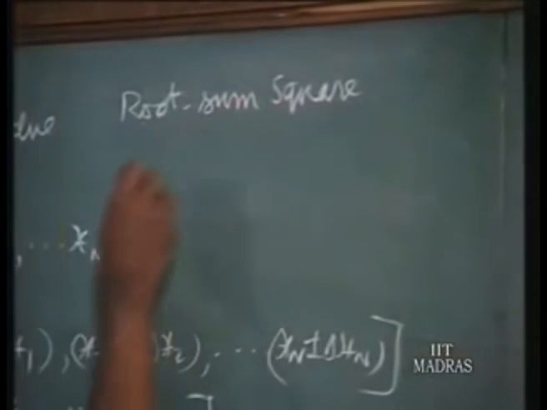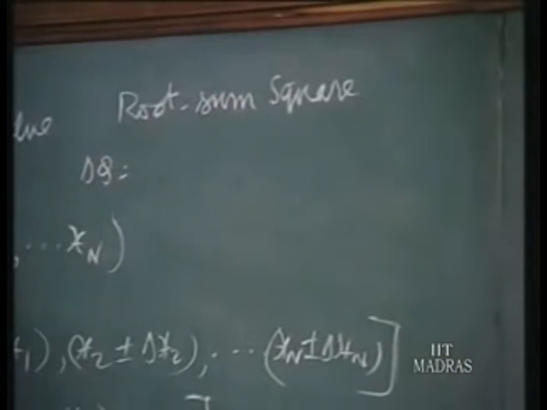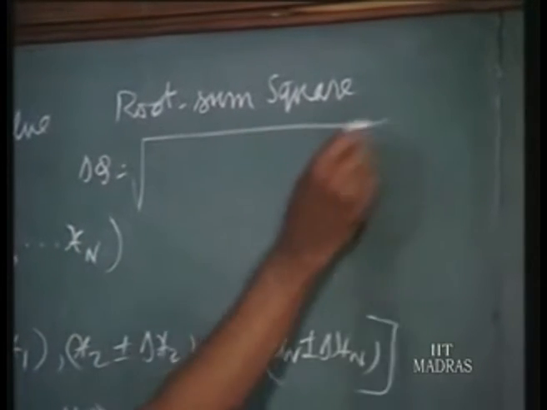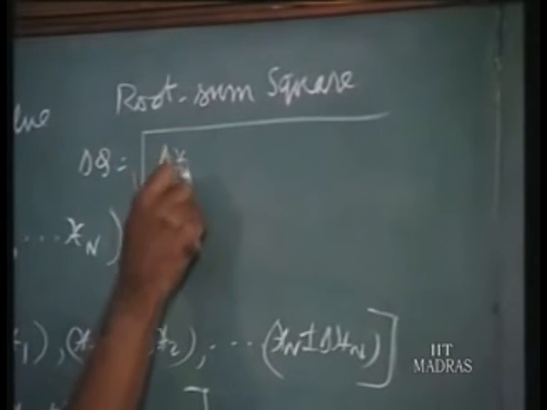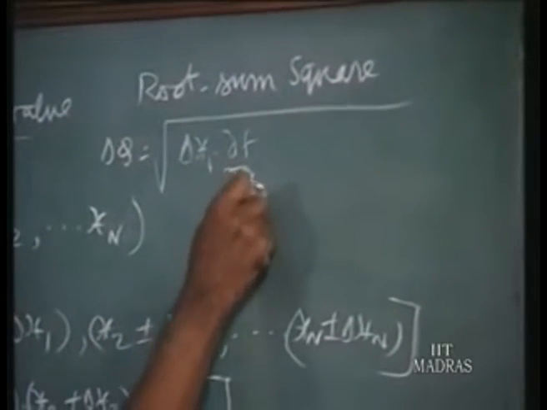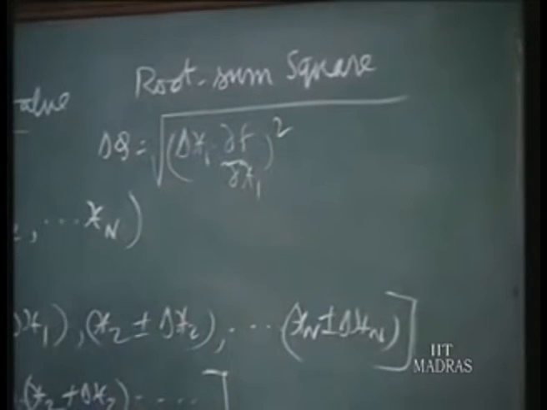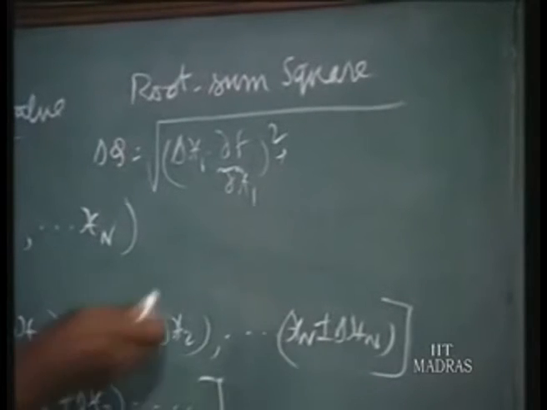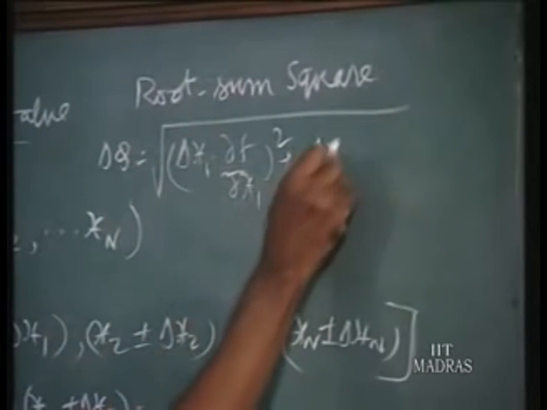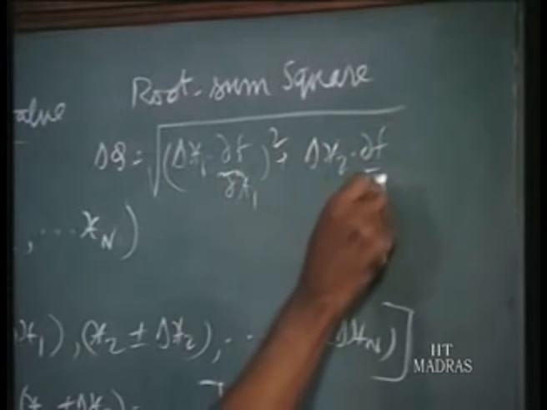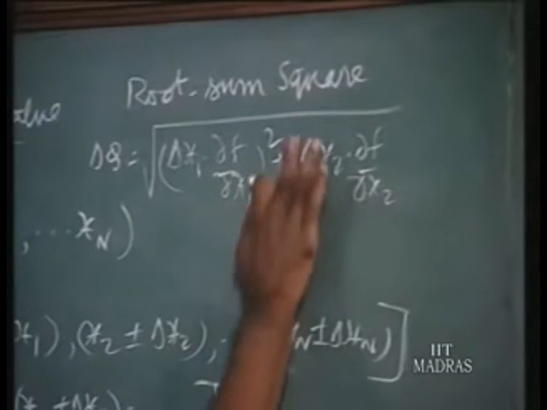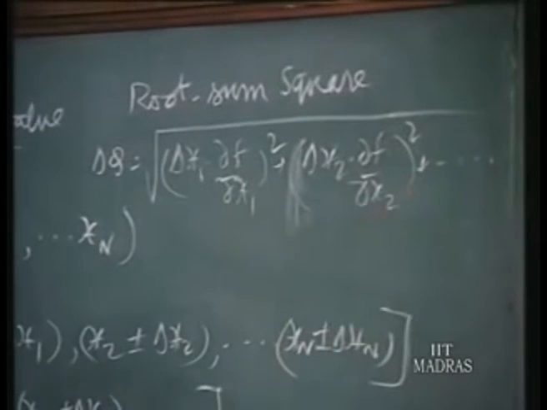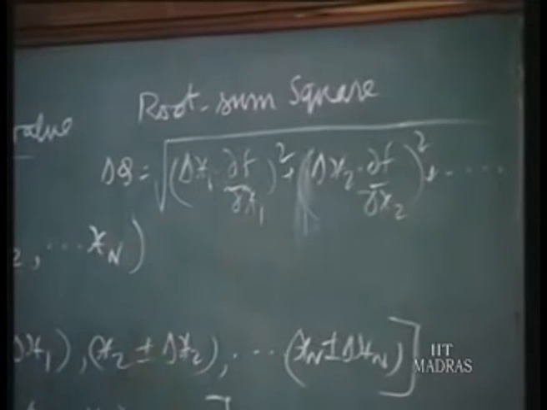By using the root sum square, we get this equation: delta q is equal to root of delta x1 into dou f by dou x1 whole square, plus delta x2 into dou f by dou x2 whole square, and so on up to n terms. That is, each individual instrument error component is squared, summed, and then we find the square root. So this is the realistic limit.